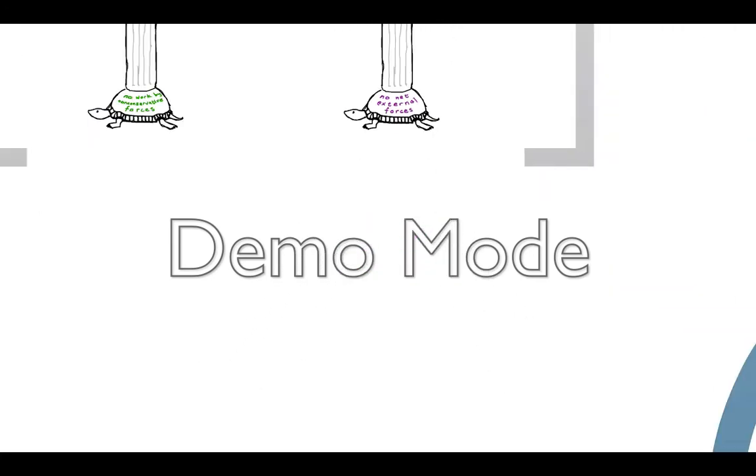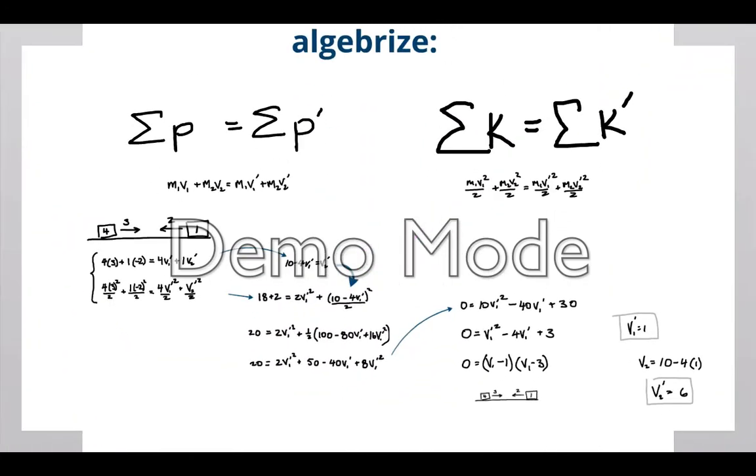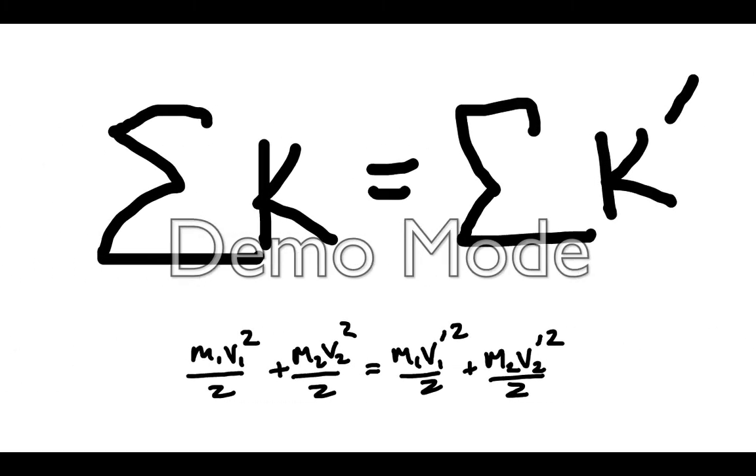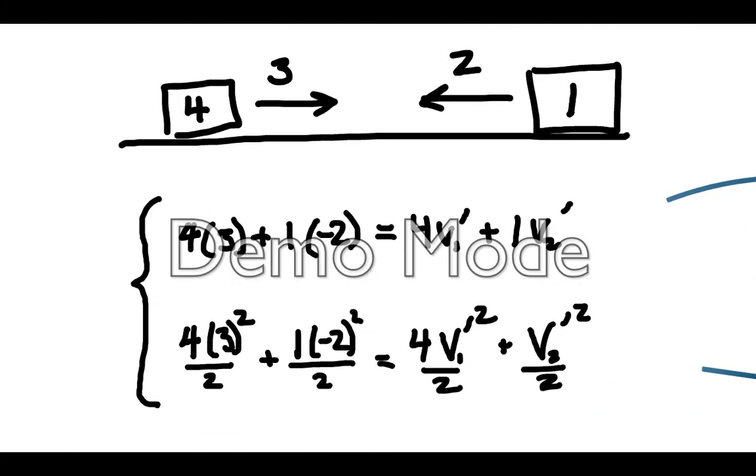Now, the traditional way to do this problem is to express the two conservation statements as mathematical expressions, starting with momentum. The total momentum before the collision is equal to the total momentum afterward, and the same can be said for kinetic energy. We take the numerical values from our problem, pop them into our math machine. Hey, look, a system of two equations with two unknowns.